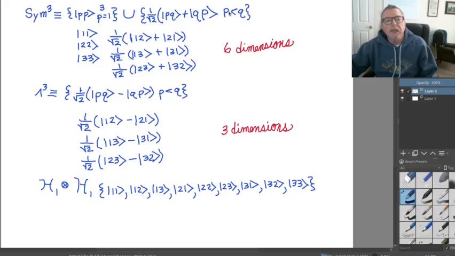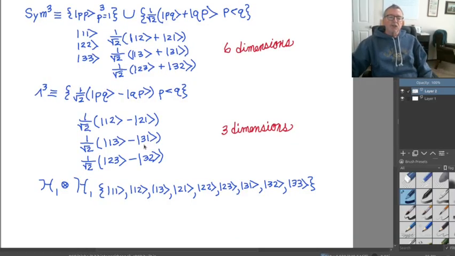So, as long as p is less than q in the first one, then it matches. Okay, here are the possibilities: 1,2; 1,3; 2,3. So 1, 2, 3, 4, 5, 6, 6 dimensions. And for the wedge product, we only get 3 dimensions left out of that. The combinations 1,2; 1,3; 2,3. And that gives all of those. Notice no Slater determinants, no mish, no mash, no problem with that.